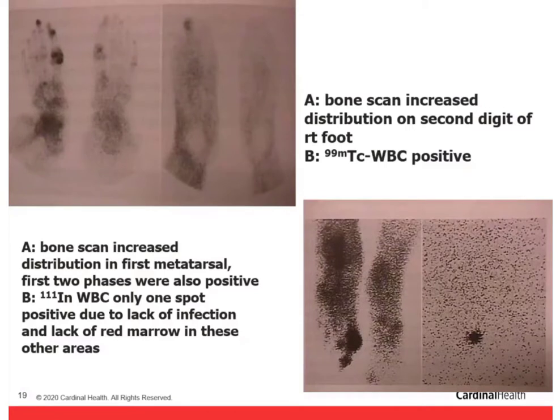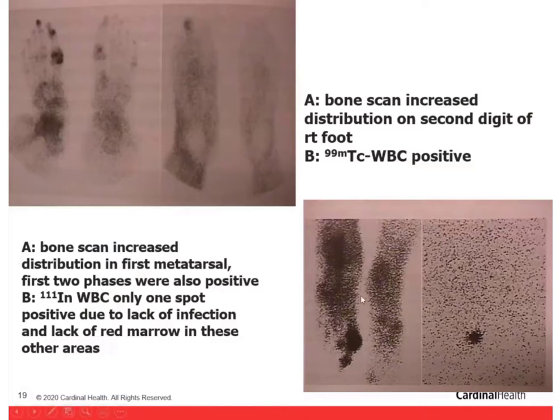So taking a look at some images, just some case studies. So the upper left set of images. This is a set of images for a potential case of osteomyelitis in a diabetic patient who had drainage in the right foot. Image A here on the left shows a bone scan with an increased uptake on the second digit of the right foot. The second image shows the uptake of the tech exametazime. So because we saw it in both places, we have confirmation that this patient has osteomyelitis.